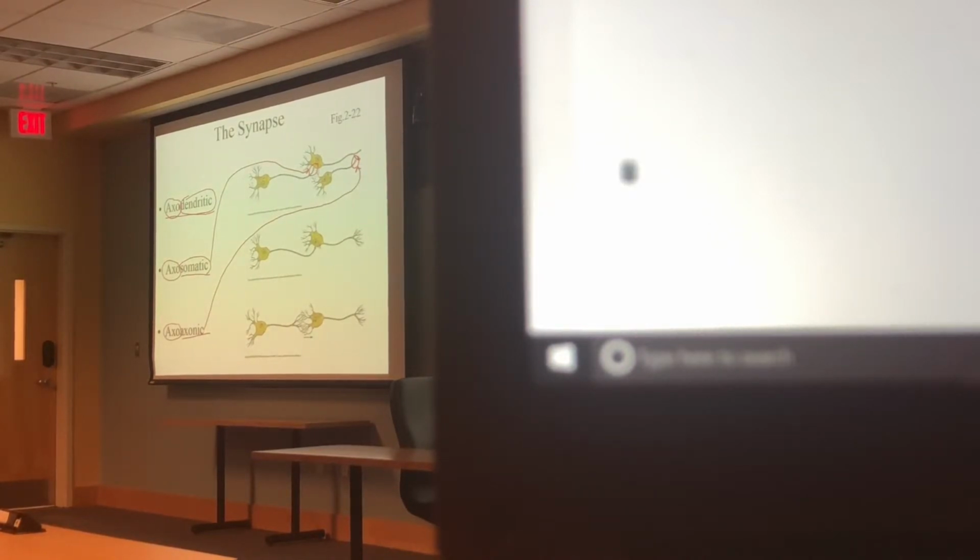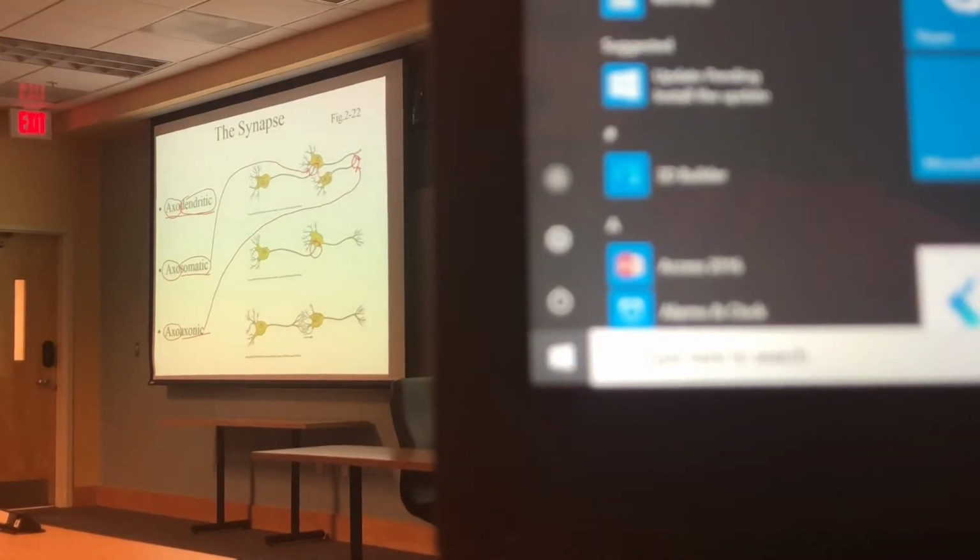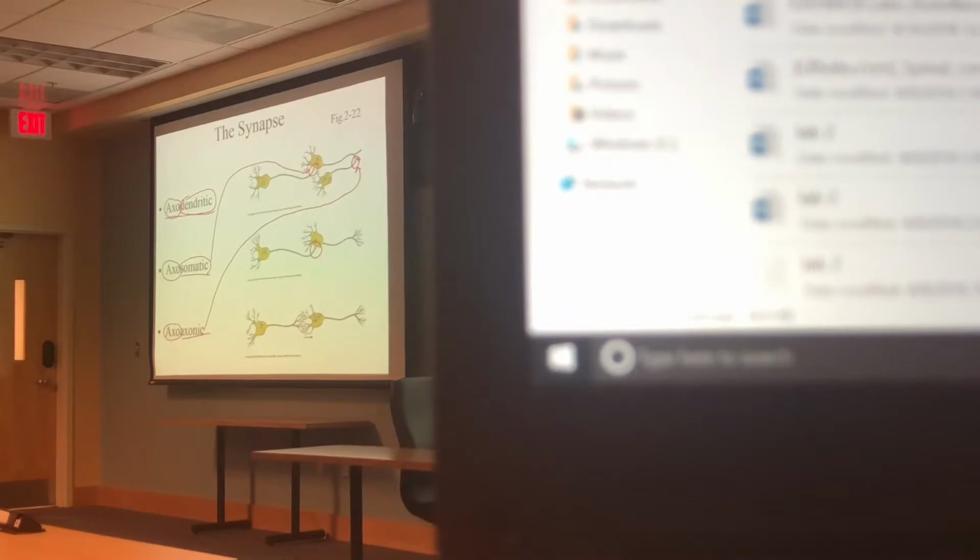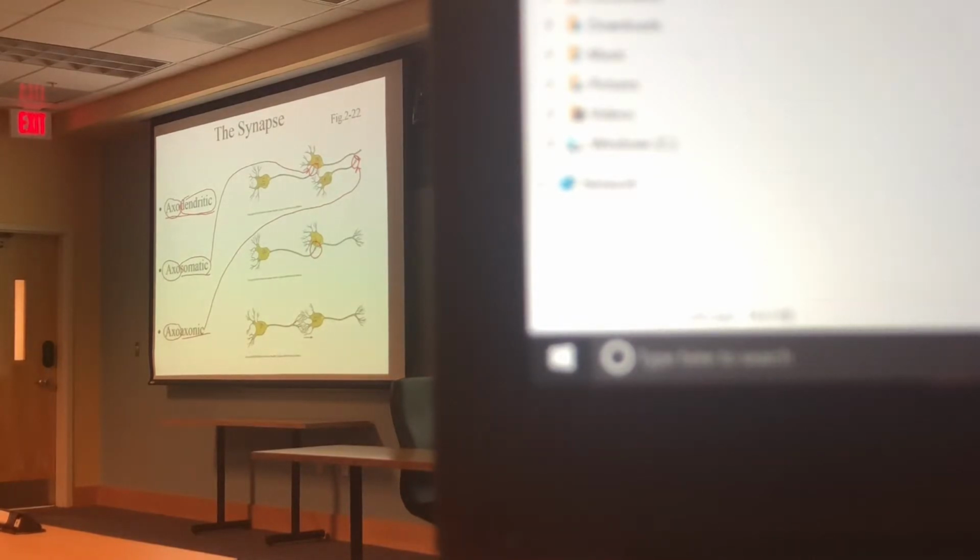What would you call this one? Axo what? Somatic, yeah. Look, it's from an axon to what? To a nerve cell body, so it's safe to call that one axosomatic also, right here. What would you call this one here? Axodendritic, from an axon to a dendrite, okay?